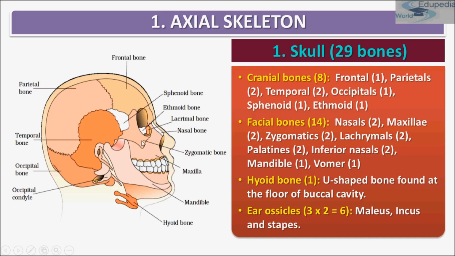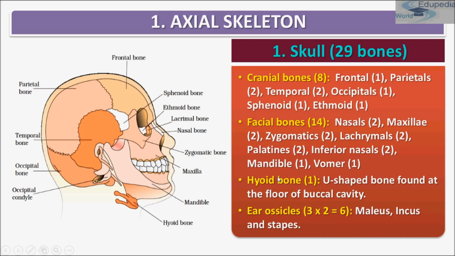And then comes lacrimal, which is also 2 in number. Lacrimal means tears. Then palatines, also 2 in number. Inferior nasals, also 2 in number. Mandible is 1 in number; this is the mandible, that means lower jaw. And vomer is also 1 in number. Okay, so this forms the facial bones, about 14 in number.